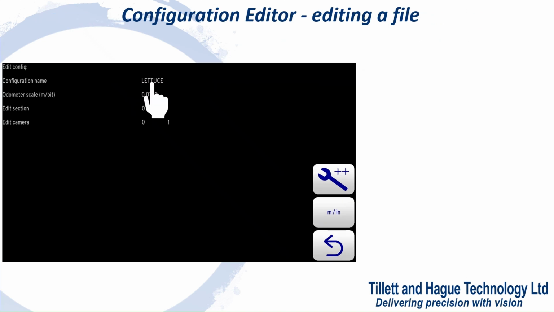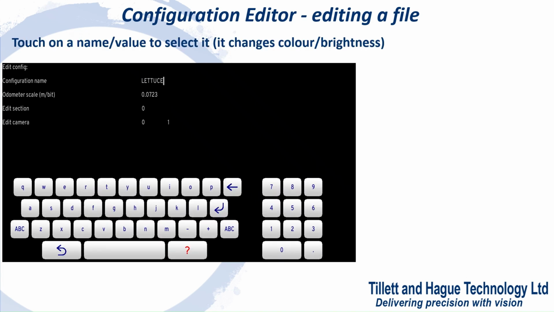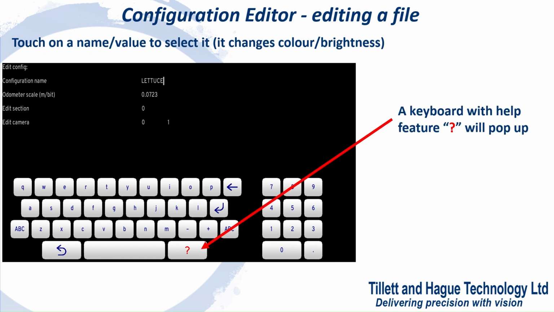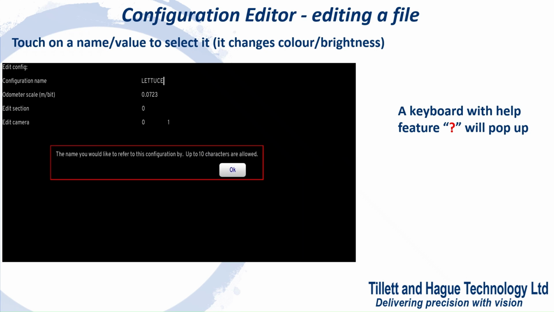To edit a name or a parameter, touch on it. A cursor will appear next to the text and an alphanumeric keyboard will pop up and you can use it in the normal way. Note the red question mark key. If you touch on that key anywhere in the editor, you will be offered a context-sensitive help message. This can be very helpful, so do use it.